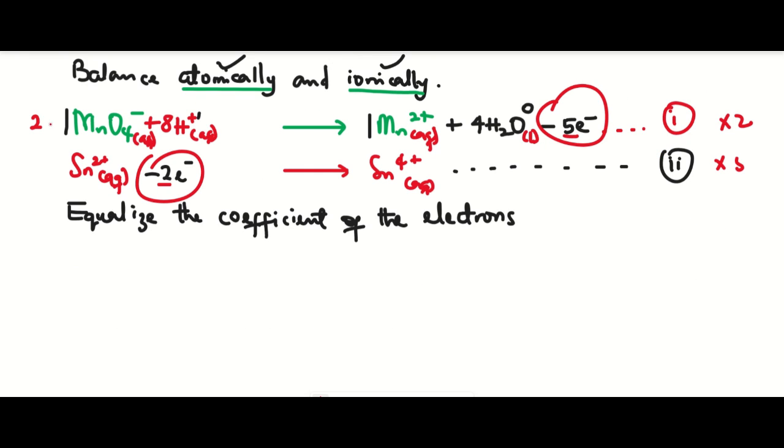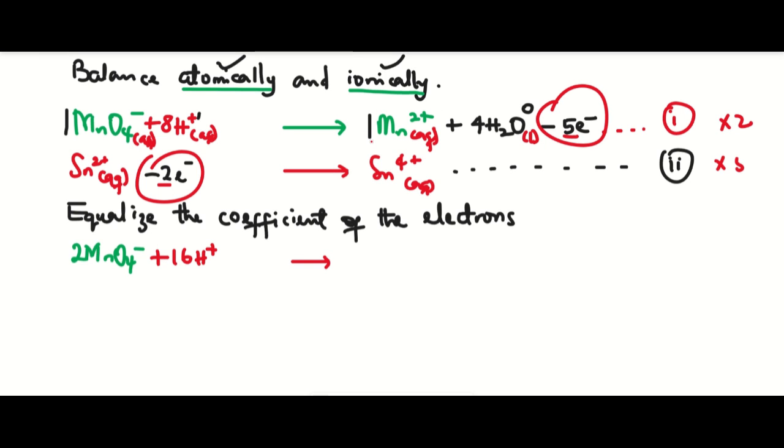And so we have 2 multiplied by MnO4 minus gives us 2 moles of MnO4 minus, the same 2 multiplied by 8 moles of hydrogen ion will give us plus 16 moles of hydrogen ion. And for the product side, 2 is multiplied by this. We have 2 moles of manganese ion plus 8 moles of H2O. Then lastly, the electron. So we have minus 10 moles of electron. This gives us equation 3.